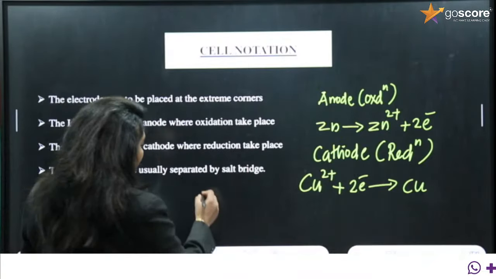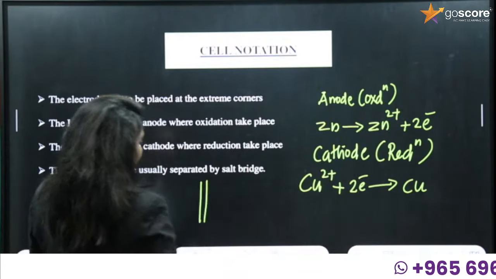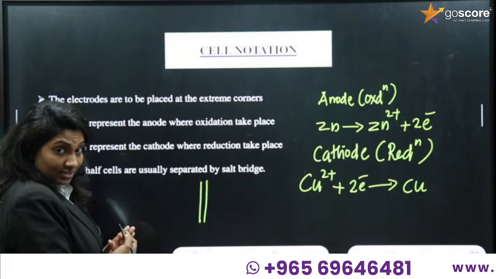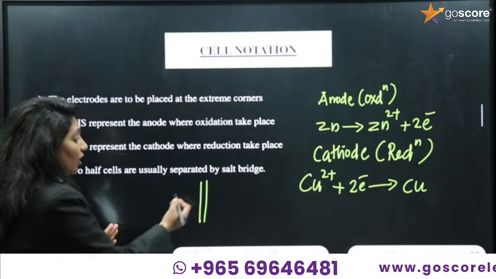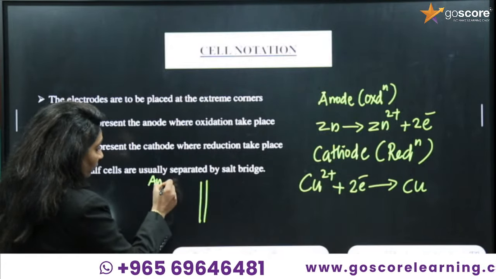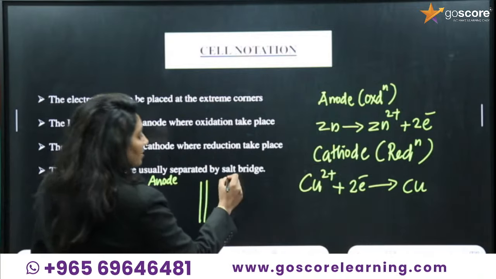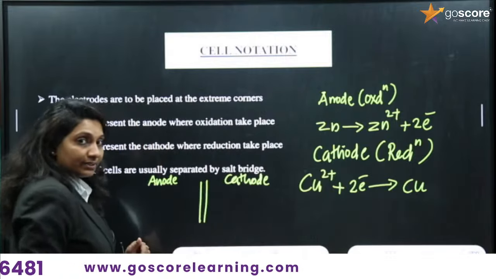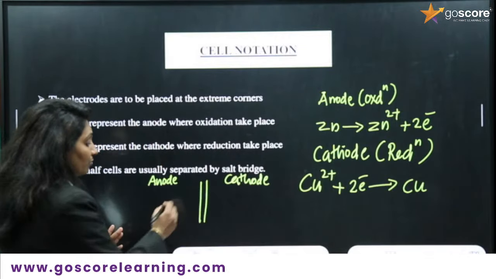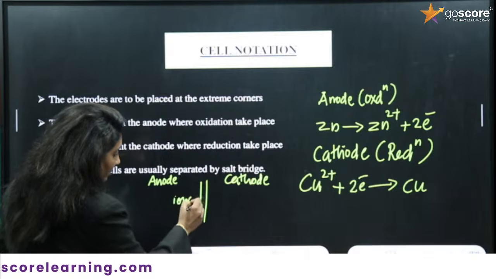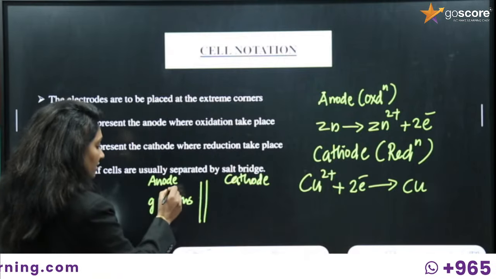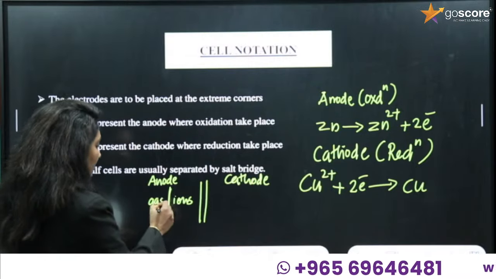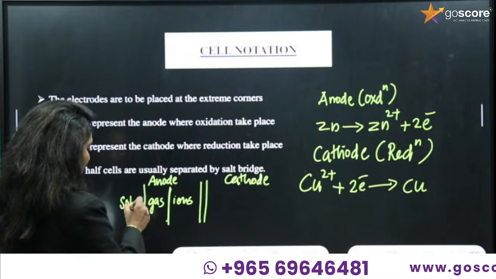So, for representing the salt bridge, we will be putting a double line, okay? And on the left side of this double line, that is the salt bridge, we will be writing the anode, okay? And on the right side, we will be representing the cathode, right? And while writing the anode, first you have to write the ions. Then the single line represents the phase transition from ions to gas, then the solid state.